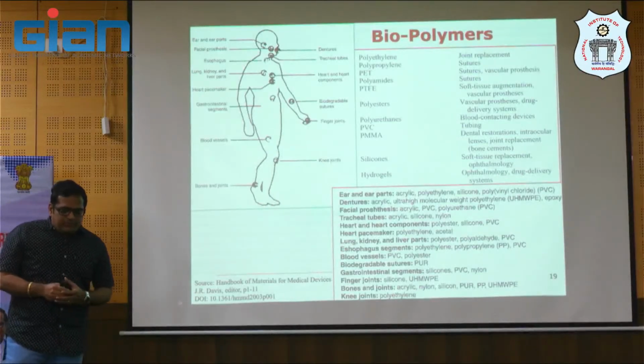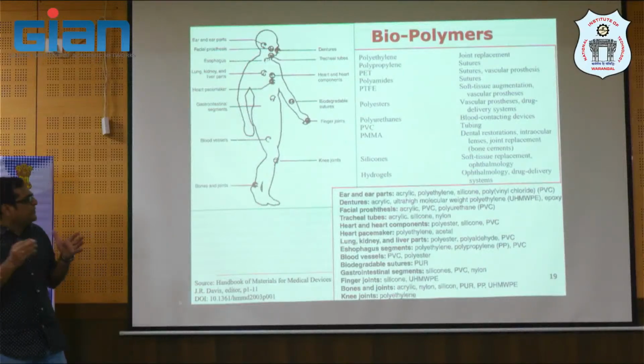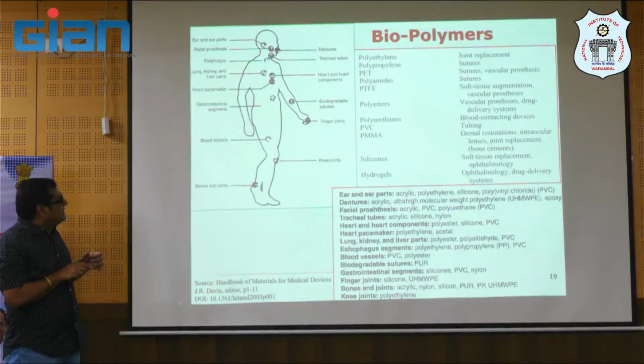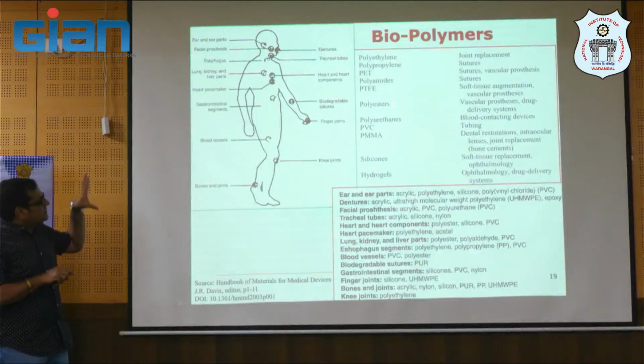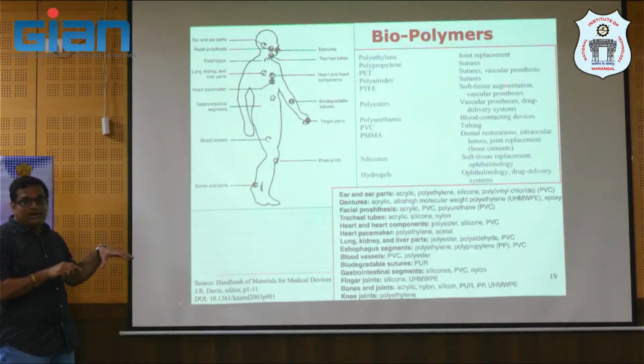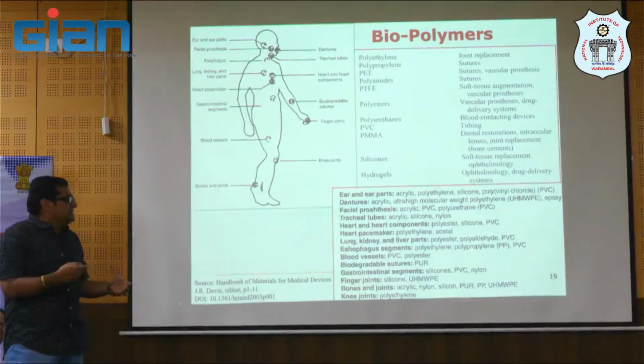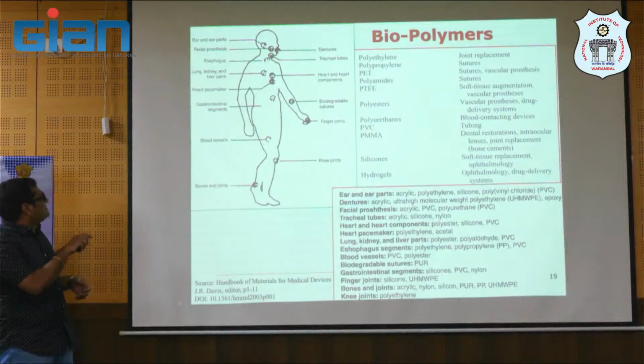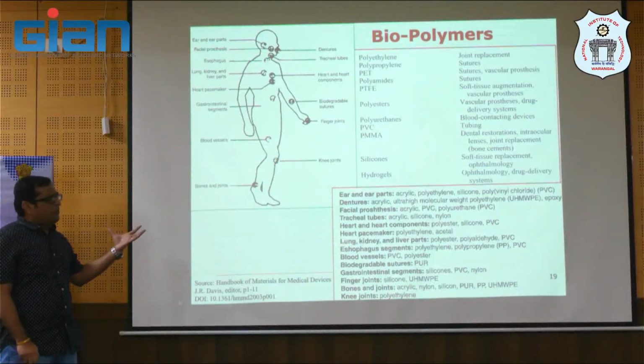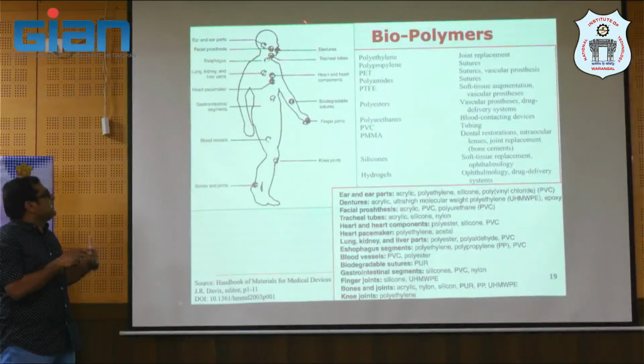And you look at some polymers. So you see the polymer group. You have plenty of biopolymers. You have polyethylene and polypropylene, PET, polyamides, PTFE, and polyesters, PVC, PMMA, silicones and hydrogels. And you look at where these materials can be implanted or placed. Because I am running short of time, I am not going in depth. On seeing this image, one can understand that biopolymers can be used almost from head to toe, in the different parts where you can replace the respective organs or tissues, right?